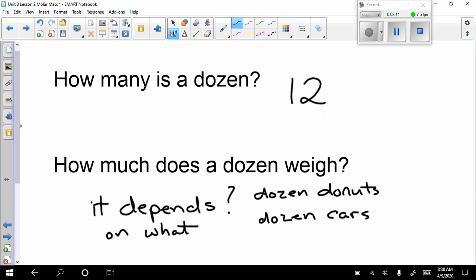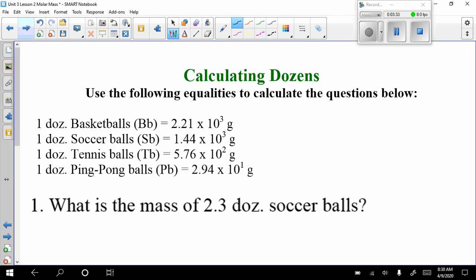In a little bit, I'm going to ask you what a mole weighs, and your first question should be: a mole of what? So a mole of carbon weighs differently than a mole of copper, just like a dozen donuts weighs differently than a dozen cars, obviously.